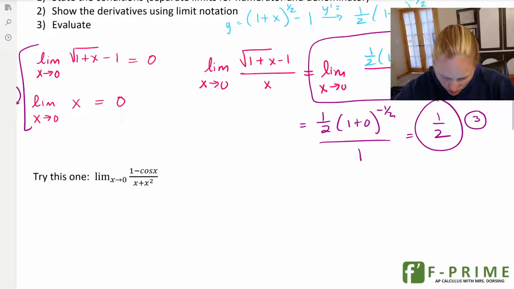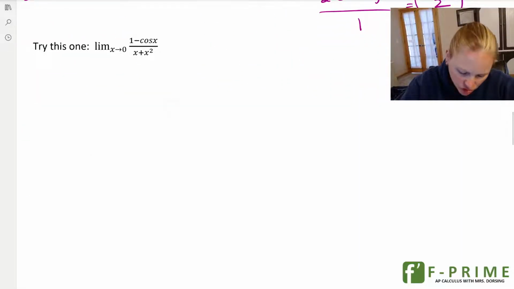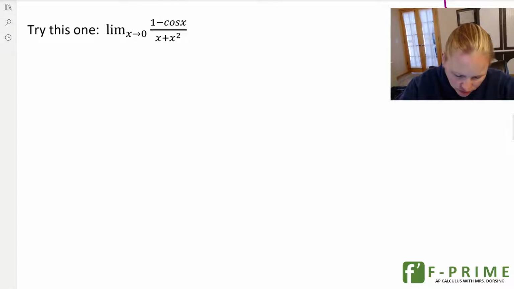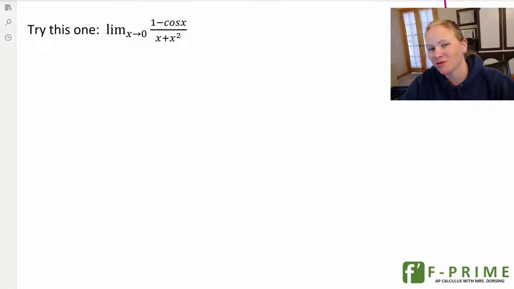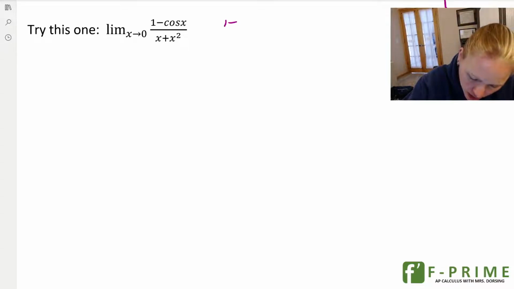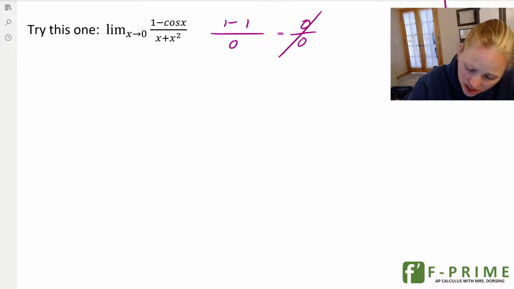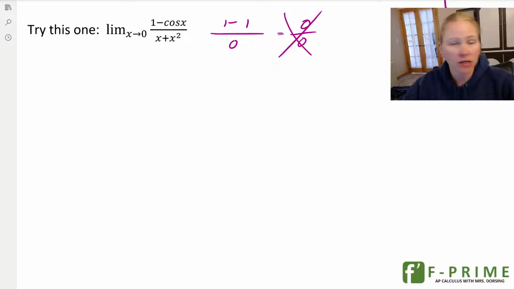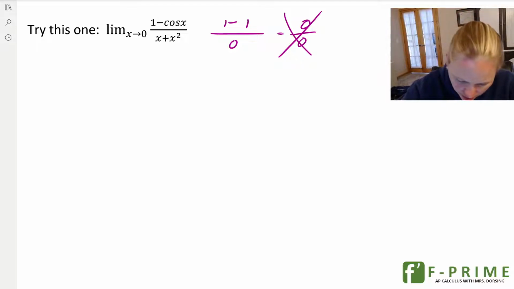So let's try another one. And if you want to pause the video and give it a try, you go right ahead. Now, I know we're going to have to use L'Hopital's rule because this is the lesson on L'Hopital's rule. And I know that when I put 0 in, I'm going to get 1 minus 1 over 0. I'm going to get 0 over 0. And as soon as I get that, I'm just going to put an x through it. Boom. X it out. Do not say equals. You put an x right through that. That is not allowed on your paper. So now we know we're going to have to use L'Hopital's rule.